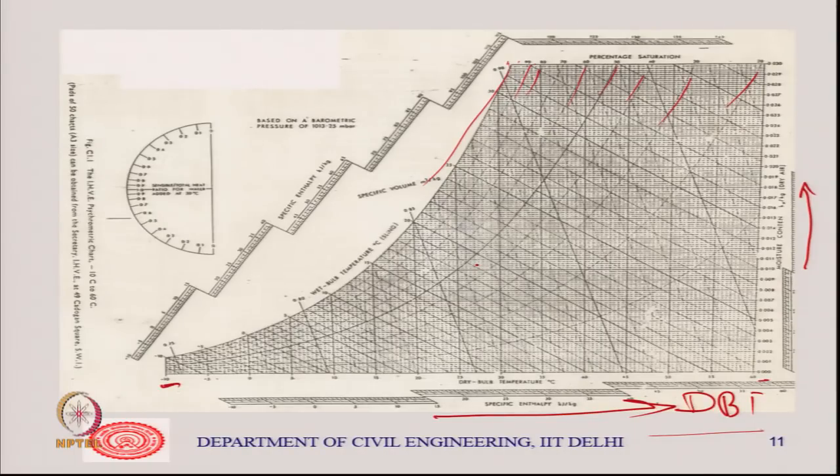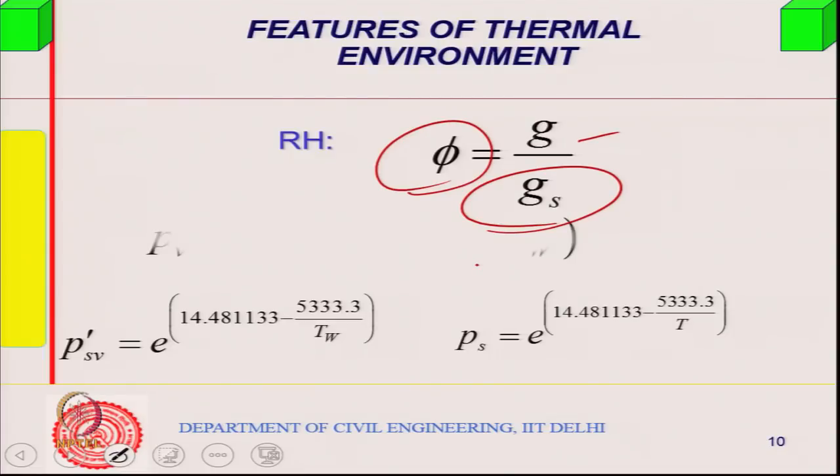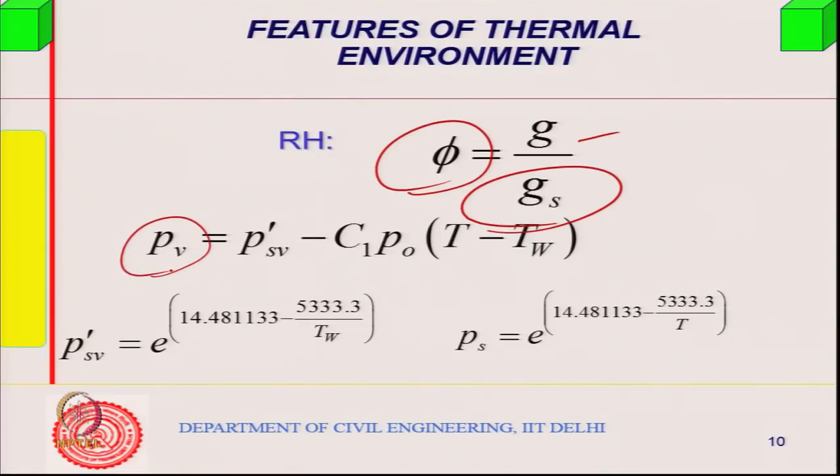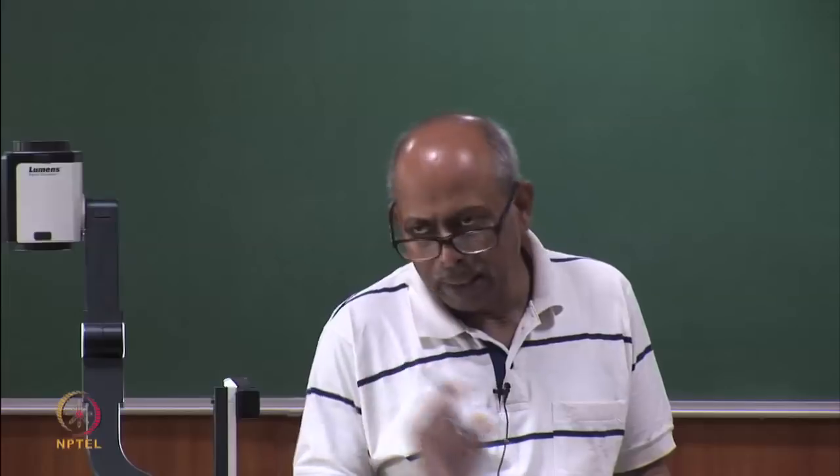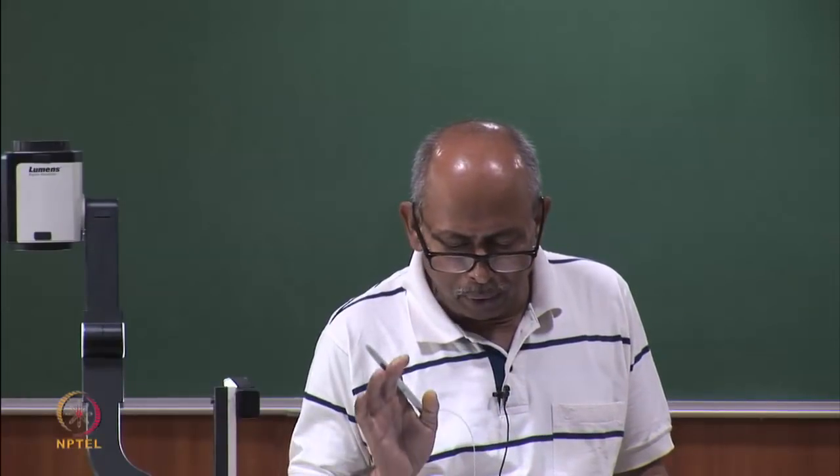Now, these curves can be fitted into an empirical equation, as I said, and the vapor pressure is given as the saturated vapor pressure minus some constant into atmospheric pressure into (T minus TW), where TW is called the wet bulb temperature. I will just define what wet bulb temperature is. Again, as I said, an empirical formula is given for PSB and PS, the saturation pressure at any temperature; those values are empirically obtained. Maybe I will solve a problem sometime, that will be clear. I will come back to this later on, but let me now define what wet bulb temperature is.